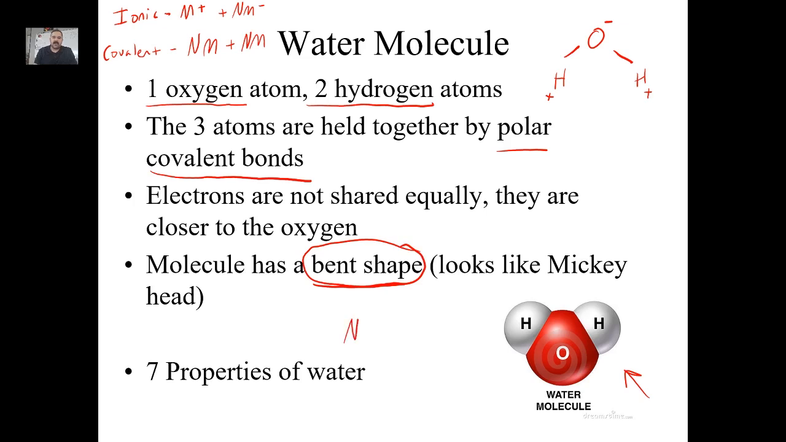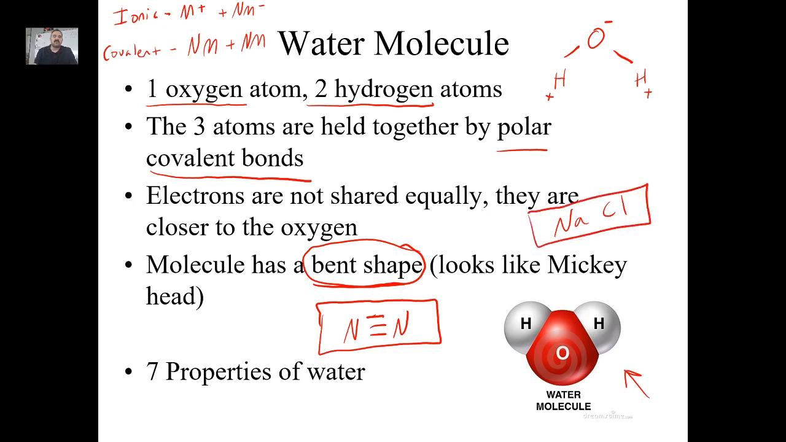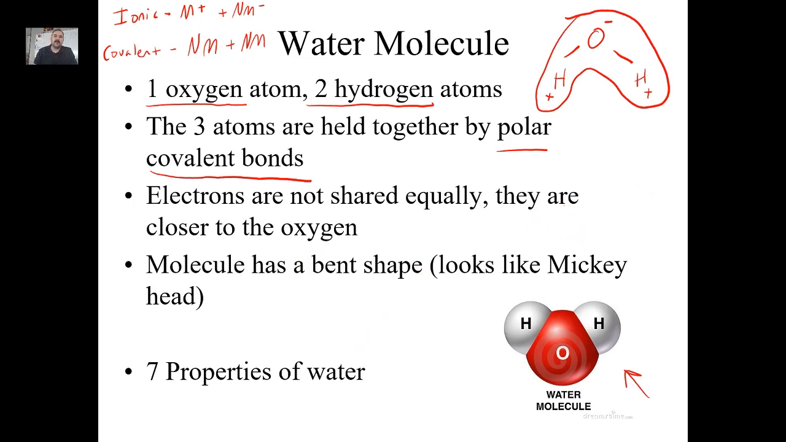Now, what if we were talking about a triple bonded nitrogen? What kind of shape does a triple bonded nitrogen have? This is going to be linear. So any two elements that are bonded together are going to form linear. So NaCl is going to be the same thing. This is linear. But when you have three elements, it's going to look a little bit different. So this is going to be our bent shape. Our bent shape looks something like this. All right, so today we're going to talk about 7 unique properties of water, 7 things that make water different than other things, 7 very important features that water's got.